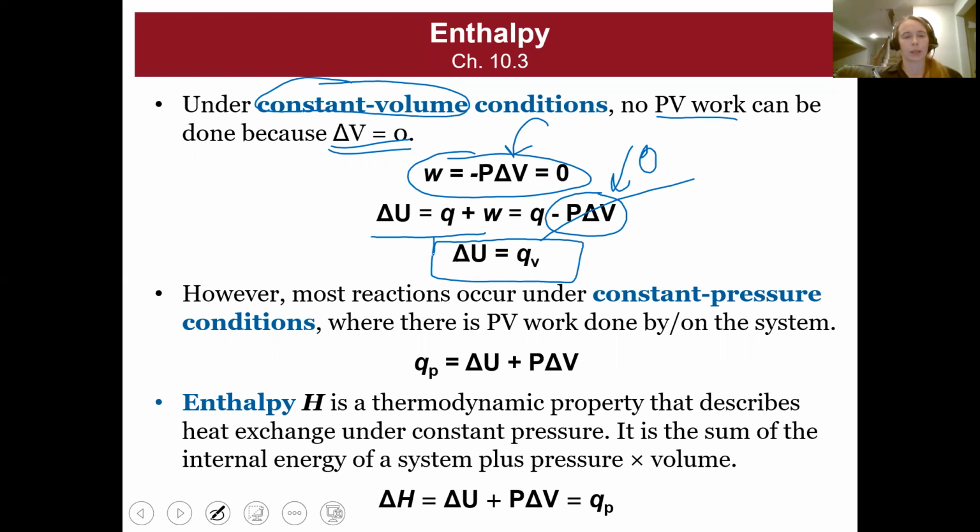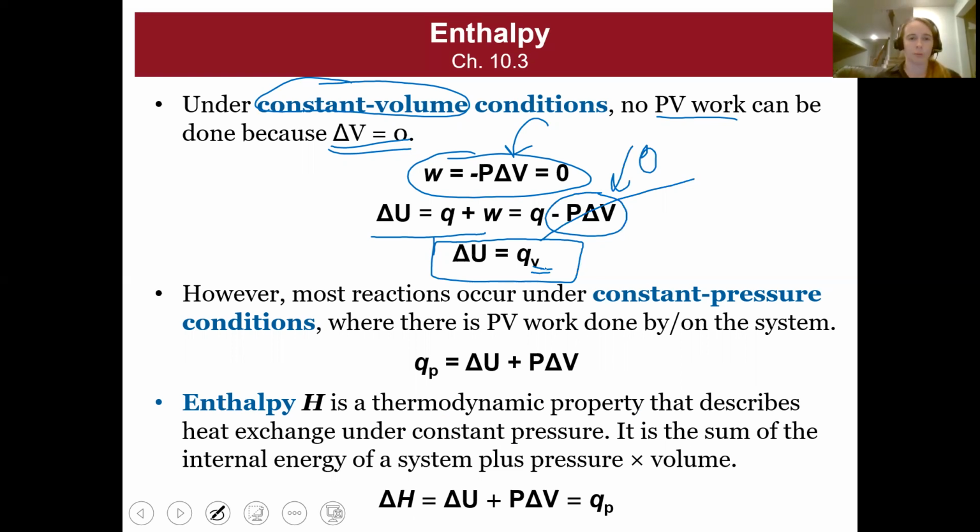So under constant volume conditions, the heat related to the system is all that is involved in the energy change. There's nothing else involved in the energy change but the heat flow. That is it when we have constant volume. So that's what this little V represents, constant volume. Heat is equal to the change in internal energy.